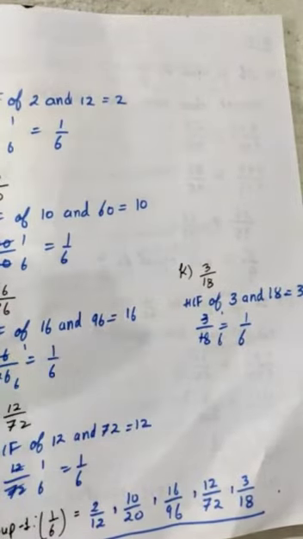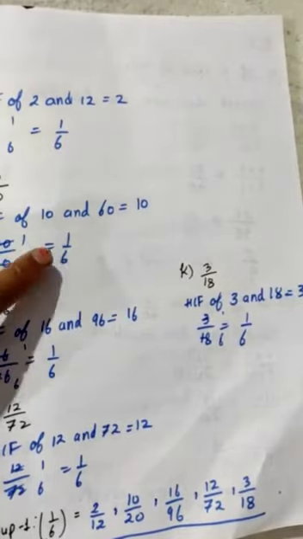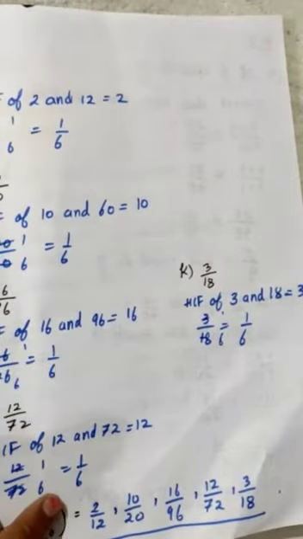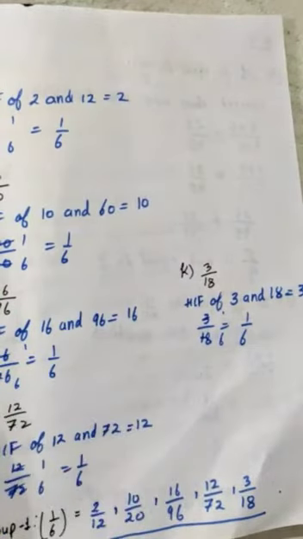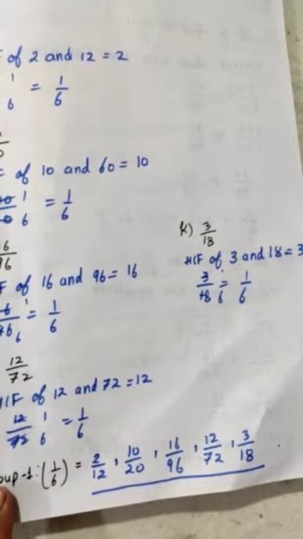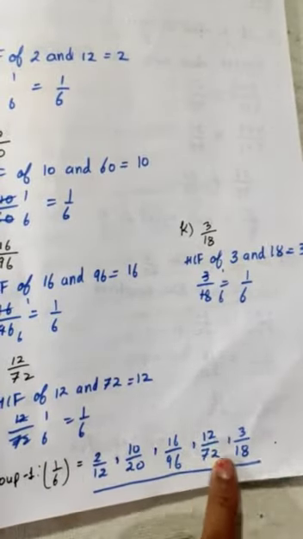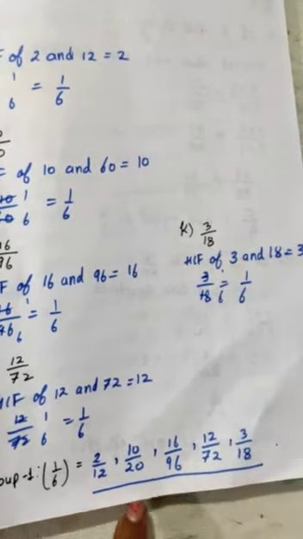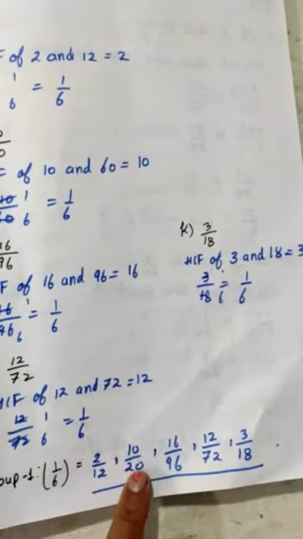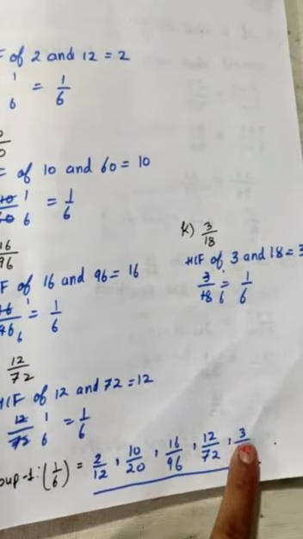Now in all these parts you can see different fractions are there. But when you are converting them into simplest form, everyone's answer is coming the same, which is 1 upon 6, 1 upon 6, 1 upon 6, 1 upon 6 and 1 upon 6. That means these fractions come under one group. So the first group is 1 upon 6 fraction as the simplest one, and the fractions which come under this group are 2 upon 12, 10 upon 20, 16 upon 96, 12 upon 72 and 3 upon 8.